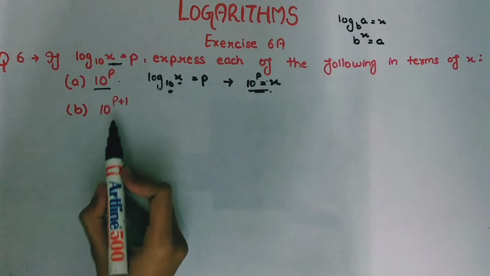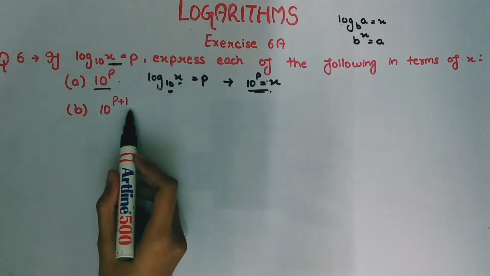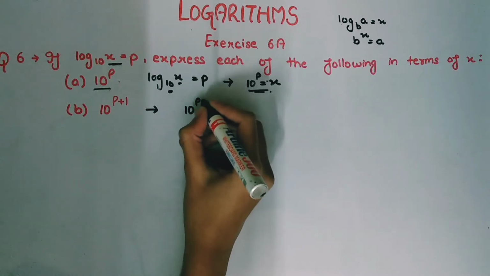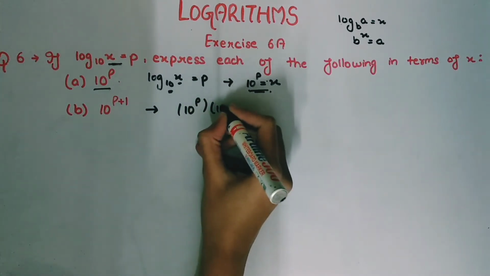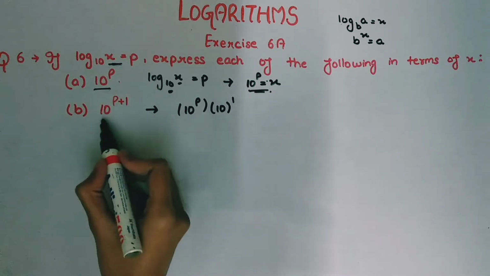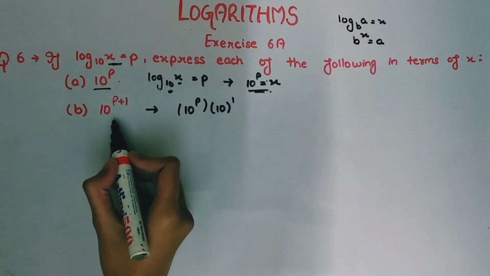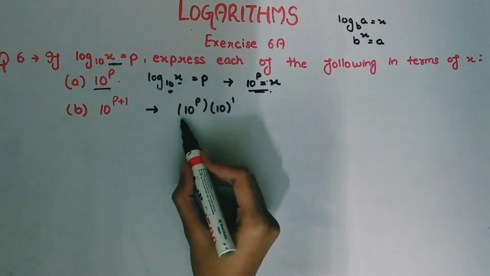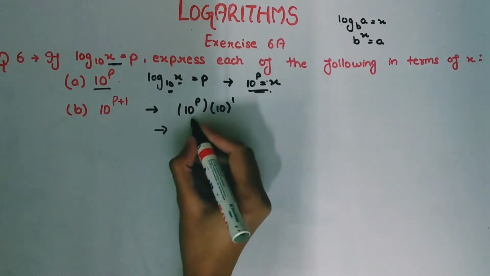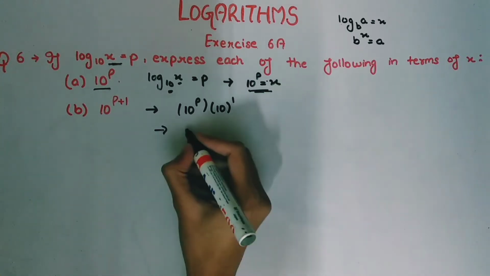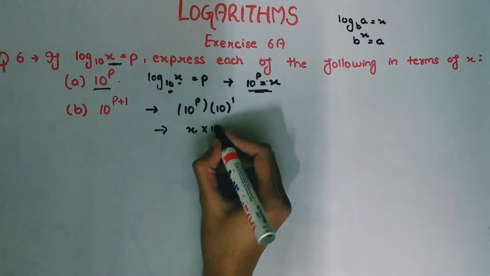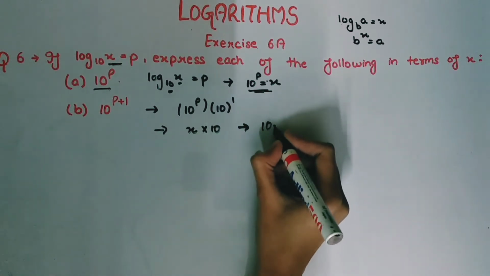We have the second part, that is 10 raised to power p plus 1. First of all, we will simplify it as 10 raised to power p multiplied by 10 raised to power 1. We know that the powers only get added when the same bases are in multiplication. We know that 10 raised to power p is equal to x, and 10 raised to power 1 is equal to 10. So this is 10x.